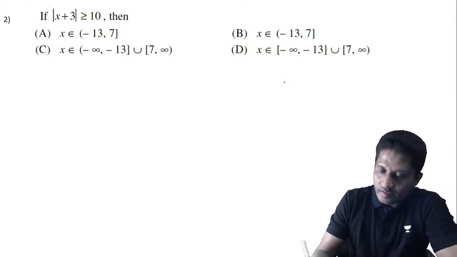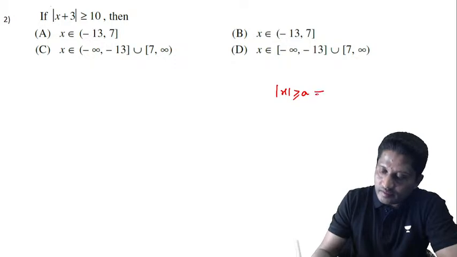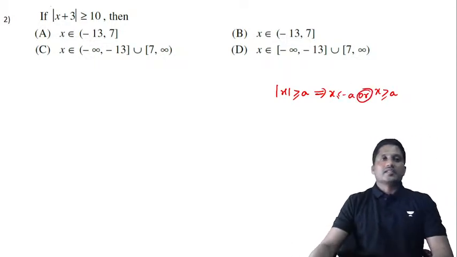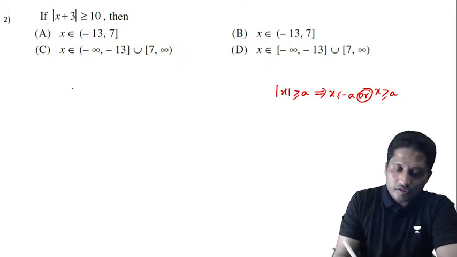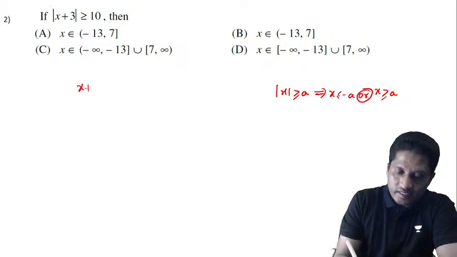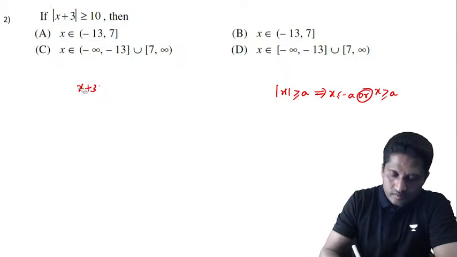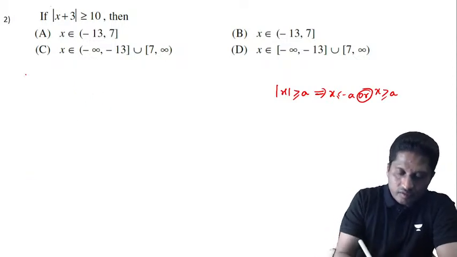Right, just now I gave you the results. Whenever you have mod x is greater than or equal to a, this should be written as x is greater than or equal to a and less than or equal to minus a. Right, so mod of x plus 3 is greater than or equal to 10. So this should be written as x plus 3 is greater than or equal to 10, and x plus 3 is less than or equal to minus 10.